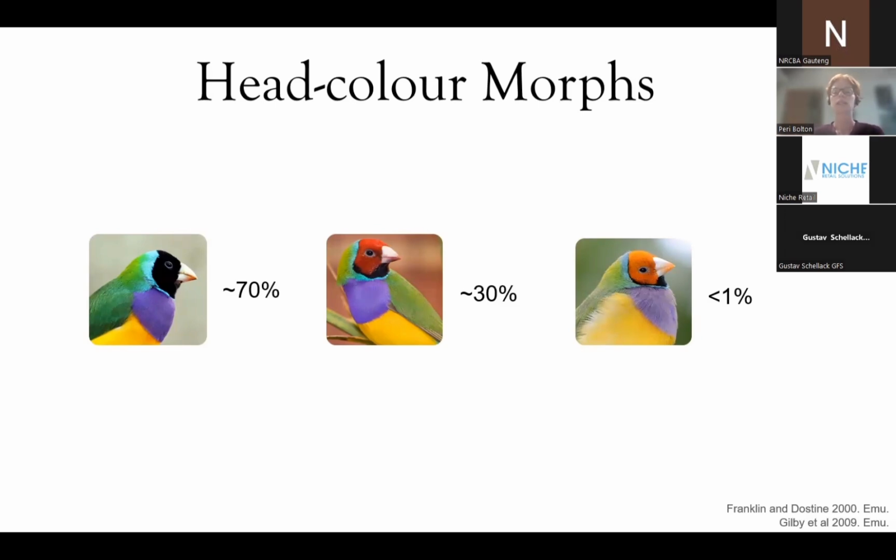Broadly, we see that the black-headed morph is the most common in the wild. The red-headed morph is a little less common, and the orange or yellow head is extremely rare.